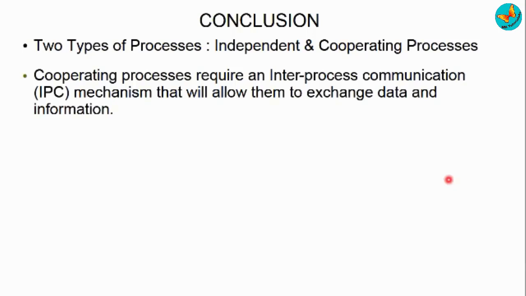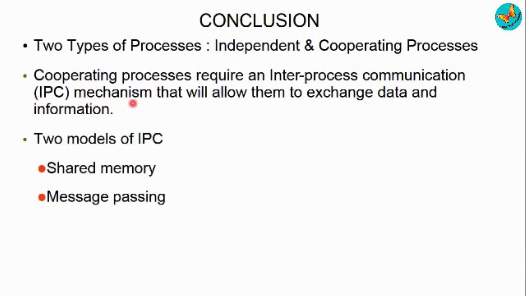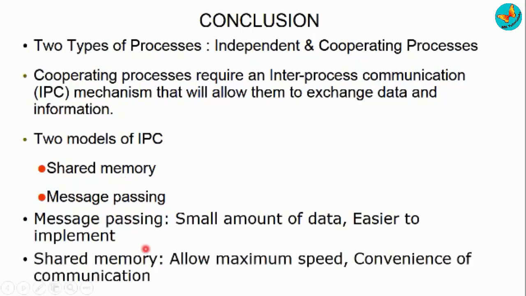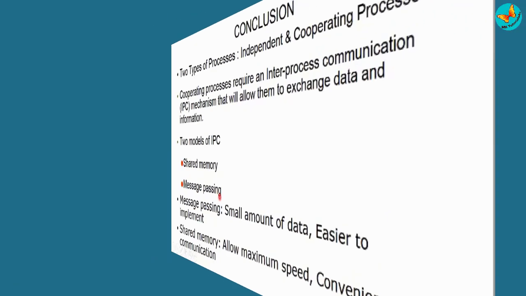And then there are two types of models that we have seen. The first one is shared memory. The second is message passing. What happens in shared memory? In shared memory, a common space is shared among the two cooperating processes. And in message passing, what is going to happen? A small amount of data is exchanged through messages. So this is all about the inter-process communication model.